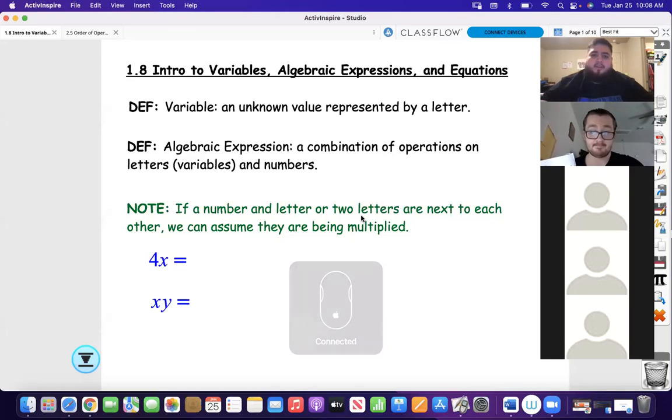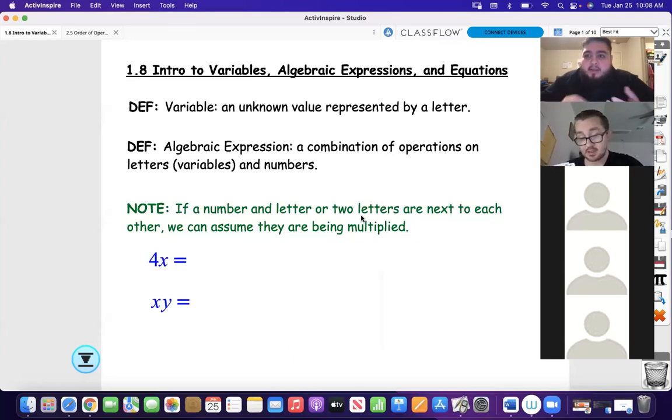All right. So the last section we did was 1.7, which was titled Exponents and Laws. I mean, not laws, exponents and order of operations. Today's section is going to be 1.8, Intro to Variables and Algebraic Expressions and Equations. The intro.